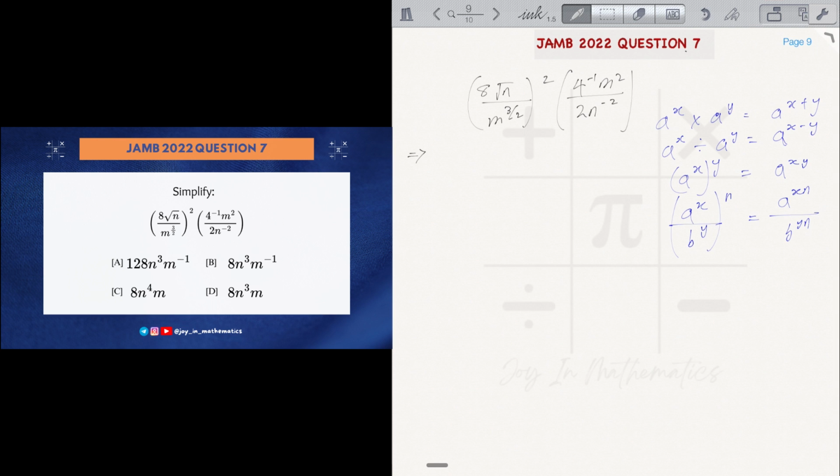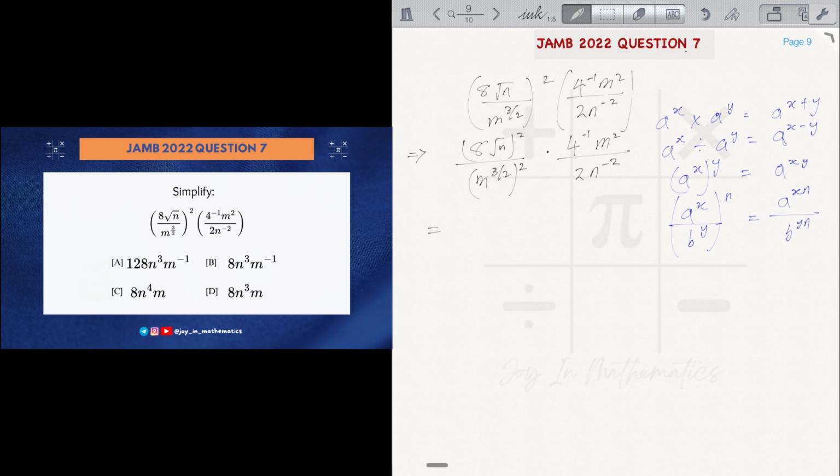So we are going to use the square to affect both the numerator and the denominator. So this will result in 8 root n all squared divided by m raised to the power 3 over 2 all squared. And we are still going to have the next term to be the same: 4 raised to the power minus 1 m raised to the power 2 divided by 2 n raised to the power minus 2.